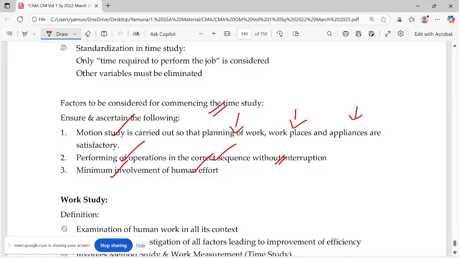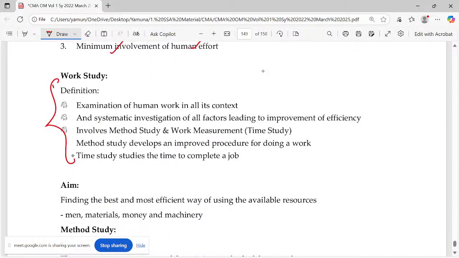Now we'll go for work study. Let me go for the definition. Please give importance to this. Work study: you examine the human work. See, when we talk about time and motion study, there are two sides, right? One is mechanical, one is human. Am I right? You are fixed with this, right?